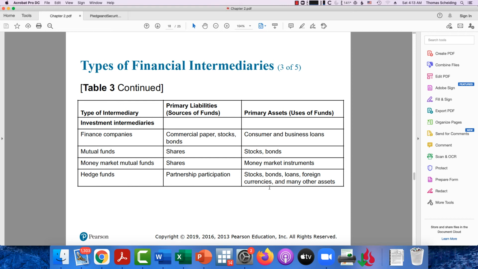Hedge funds are a little bit more extreme. Hedge funds are complicated, but basically you put up an investment in a hedge fund. The hedge fund then restricts you from withdrawing that money, and they make a bit more exotic investments in things that might pay off very big.